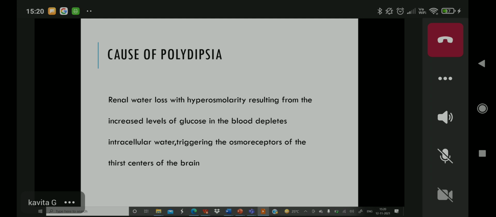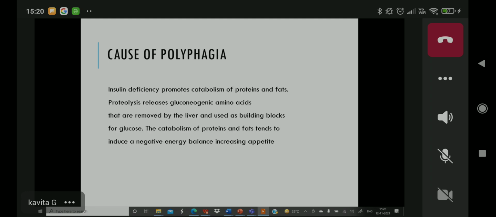So now we are going to talk about why you have polydipsia. Polydipsia is frequent thirst. You feel thirsty all the time in diabetes. Why is that happening? It's because of renal water loss with hyperosmolarity. Now we know why the osmotic diuresis has happened. So you have increased levels of glucose in the blood, hyperglycemia, depleting the intracellular water. And this in turn triggers the osmoreceptors of the thirst centers of the brain. So you continuously feel thirsty.